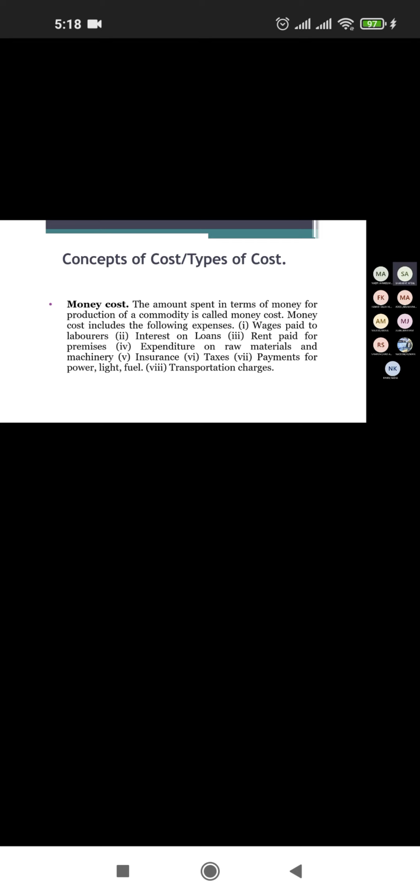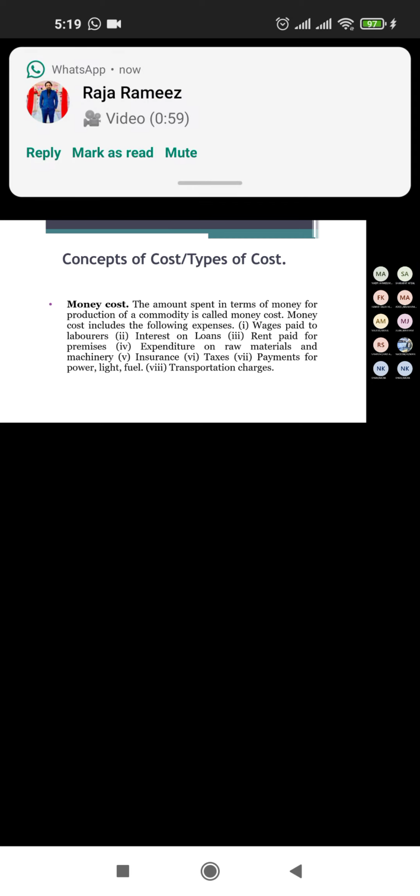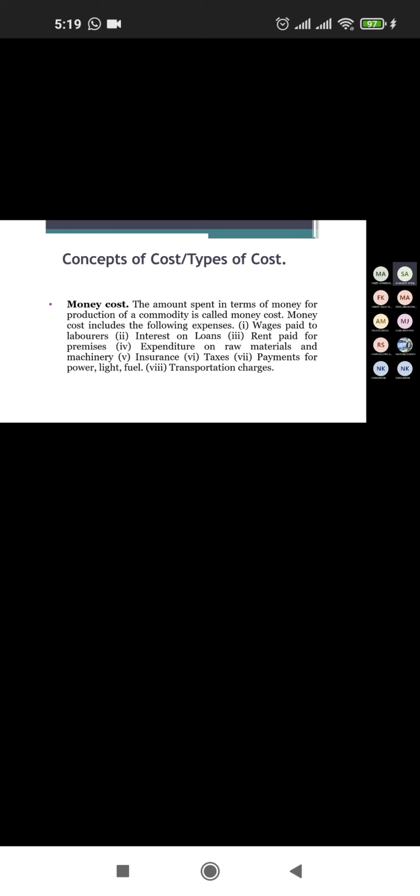The amount which is spent on the production process in making different goods is called the money cost. The following expenses are money cost: wages paid to the labor, interest on loan, rent paid for premises, expenditure on raw materials and machinery, insurance, taxes, and the payment for the power line and transportation charges. These costs are called the money cost.